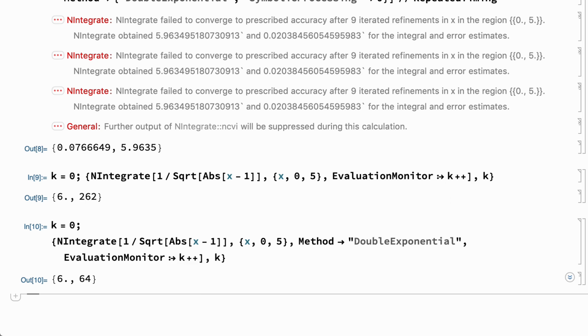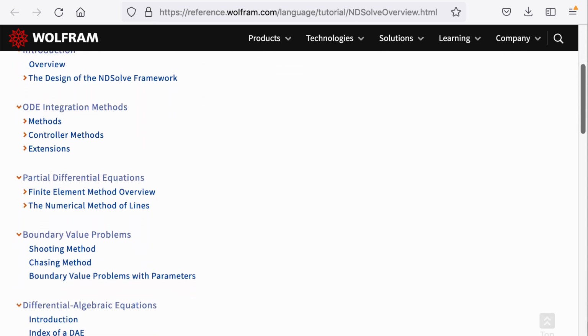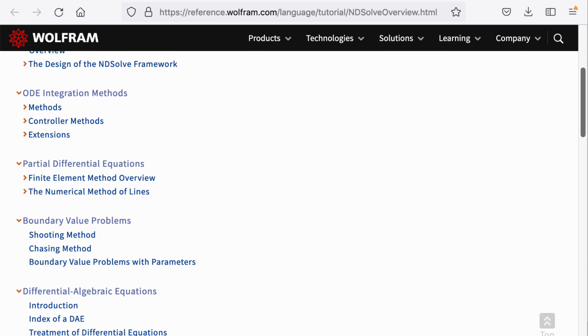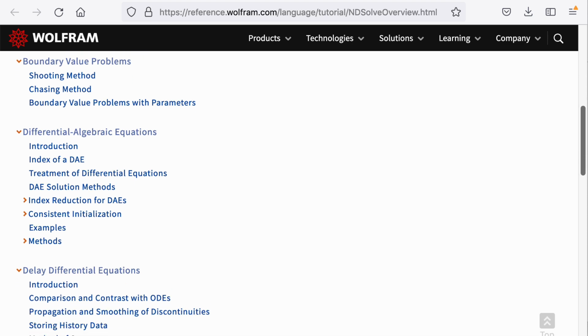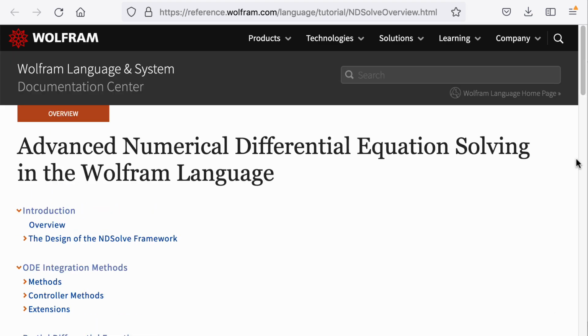Like NIntegrate, there are similarly extensive and detailed notes for NDSolve, which can be found by following links from this page on Advanced Numerical Differential Equation Solving in the Wolfram Language. This documentation includes mathematical background and typical applications using NDSolve for various types of ordinary differential equations, finite element methods, and the numerical method of lines for solving partial differential equations, methods for handling boundary value problems in differential algebraic systems, and so on. In most cases, the appropriate method for solving each type of problem is chosen automatically.